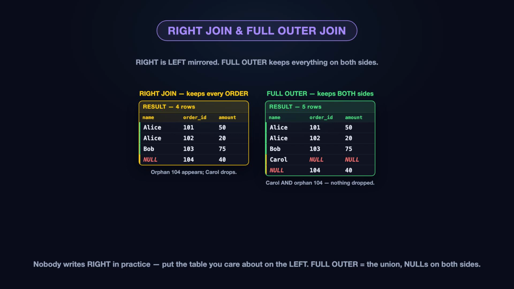A full outer join keeps everything from both sides at once. Every matched pair, plus Carol with null orders, plus the orphan order with a null user. Nothing is ever dropped.